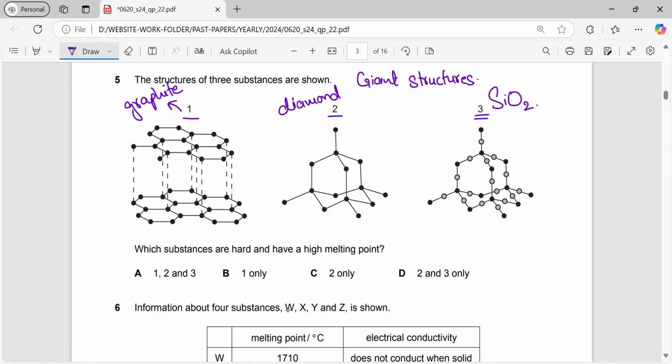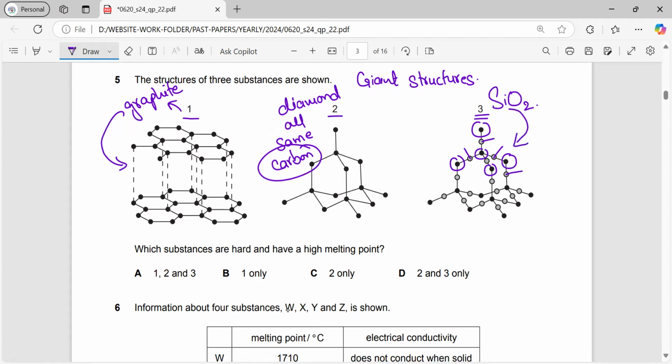Graphite has a layered structure, so you can identify from here that graphite has a layered structure. These are 2 layers which are attached to each other with a weak bond. Diamond and silicon oxide have almost similar structures, but diamond has all the same type of atoms, all of them carbon atoms. In silicon oxide, there are 2 different types of atoms, silicon and oxygen. So you can see in the diagram, some of the atoms are gray and some are black. Hence, this structure is of silicon oxide.